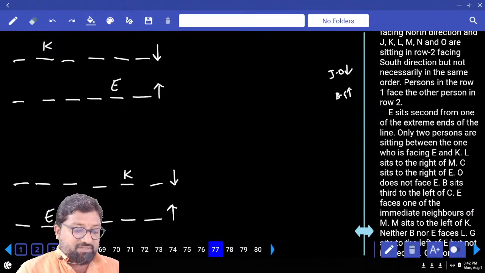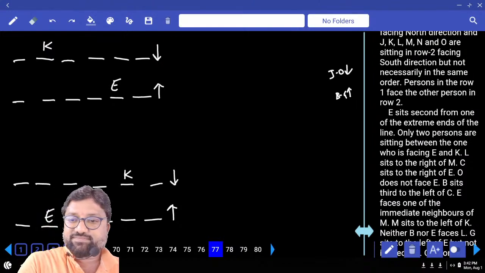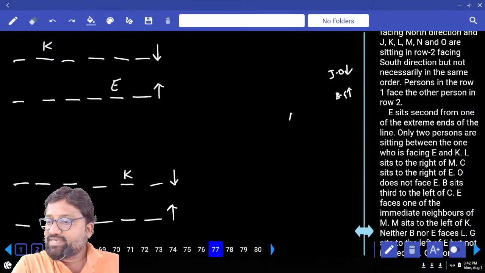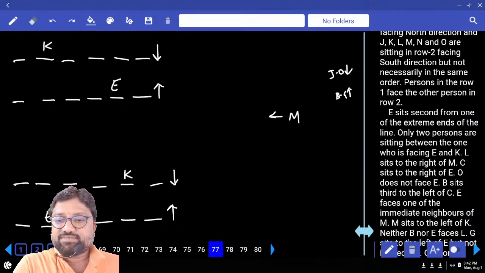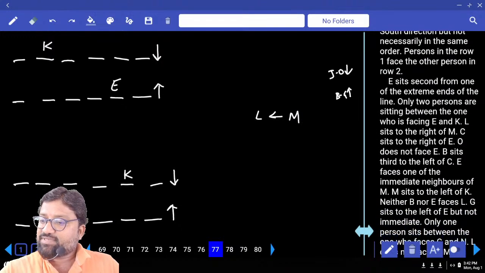Come on, you need to talk. M is facing south. For someone facing south, right means left for us. Who is that? L sits to the right of M.